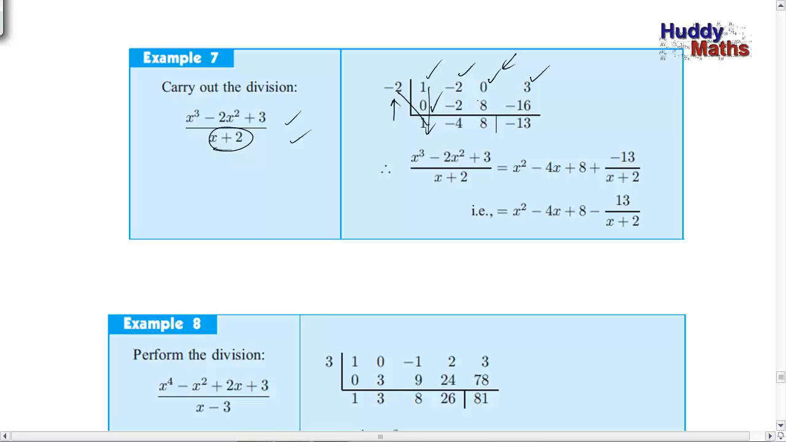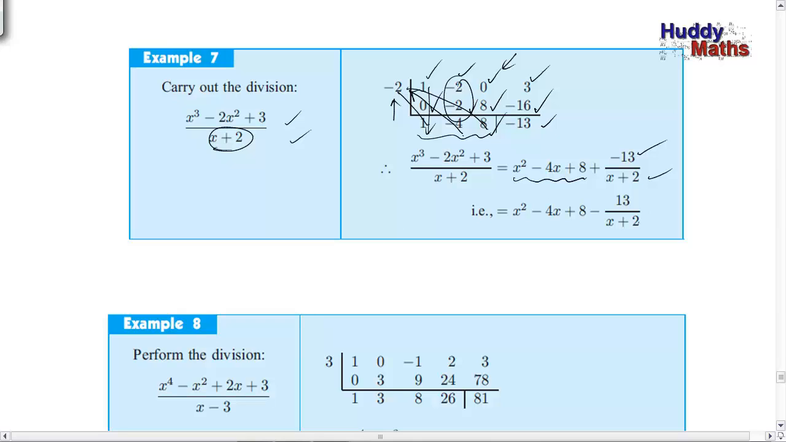1 by negative 2 is negative 2. Adding them is negative 4. Times by negative 2 is 8. Adding them is 8, times by negative 2, negative 16, adding them is negative 13. So it's gone this many times, which is now a quadratic, plus the remainder over the divisor.